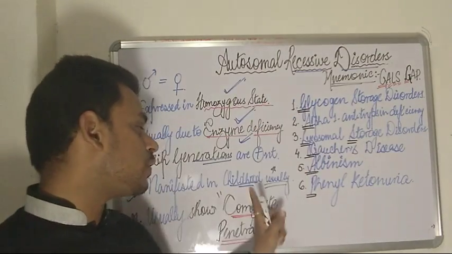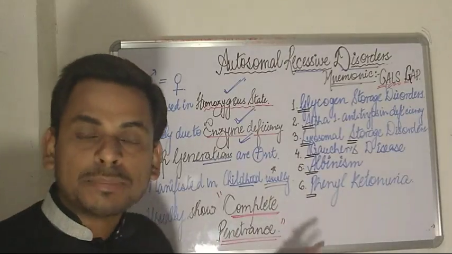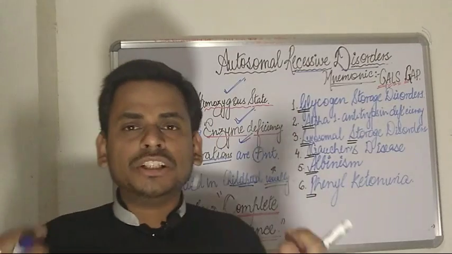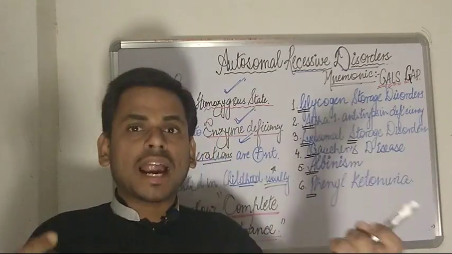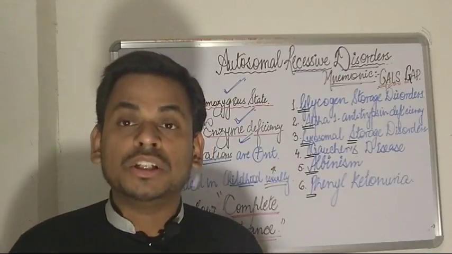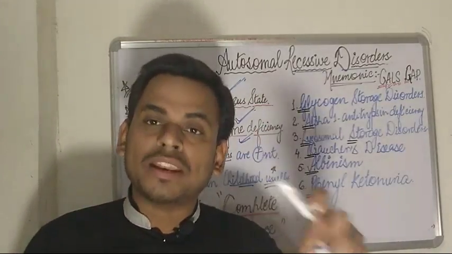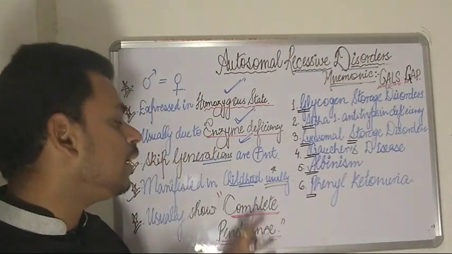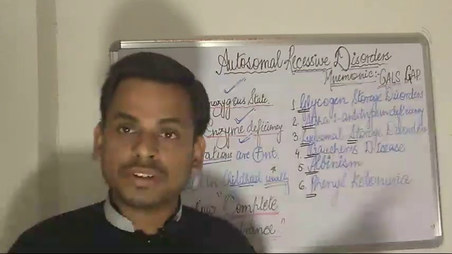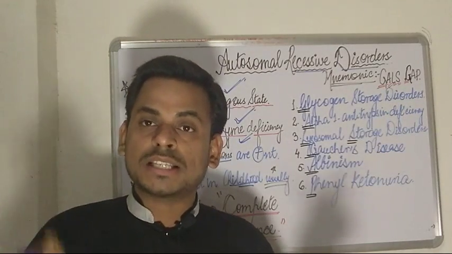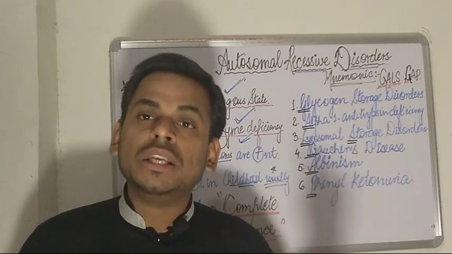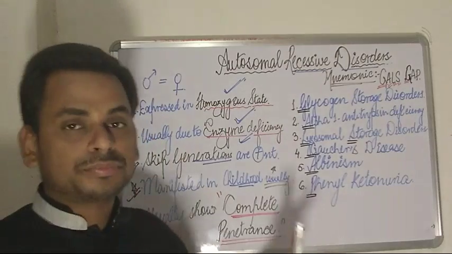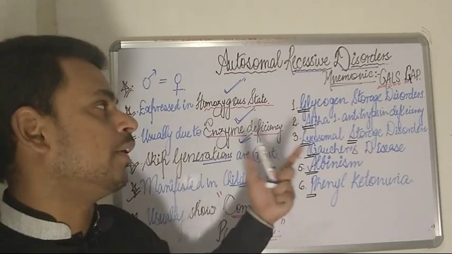Usually the autosomal recessive disorders show complete penetrance. By the term complete penetrance, I mean that if a particular gene is mutated and that gene is present in an individual, it is going to manifest the disease in all the individuals. All right, so this is the exact meaning of complete penetrance. If a particular gene having the defect is present in an individual, it is certainly going to manifest in the form of that particular disorder.